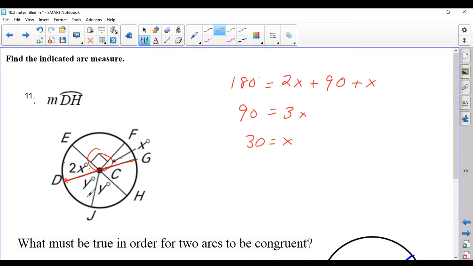So then if I want to find these two arcs, I want to find the measure of DH. I need to know what 2y is, or I need to find out what this angle is here. Arc DH is going to be the same as arc EG because we have vertical angles here. So this is 90 plus x. 90 plus 30 is 120. The measure of arc DH is also 120. I don't need to find y in order to find that arc.